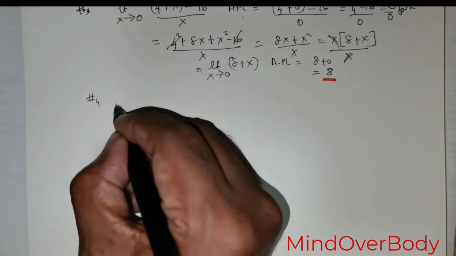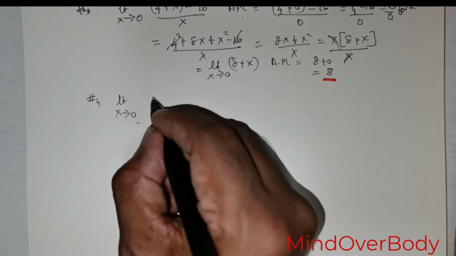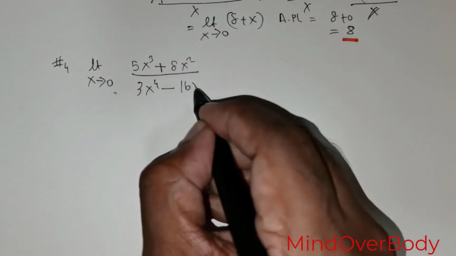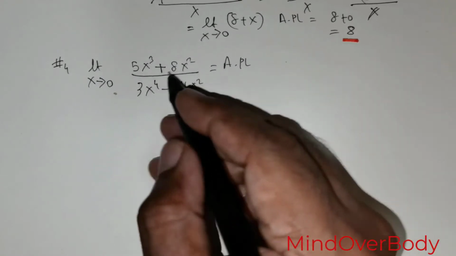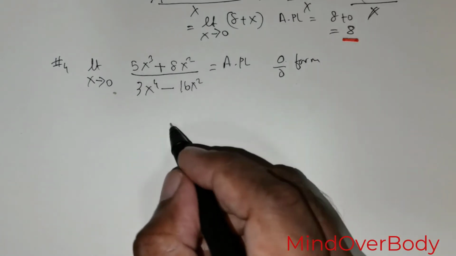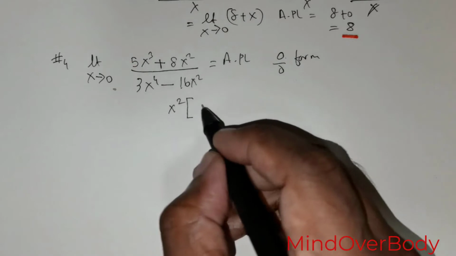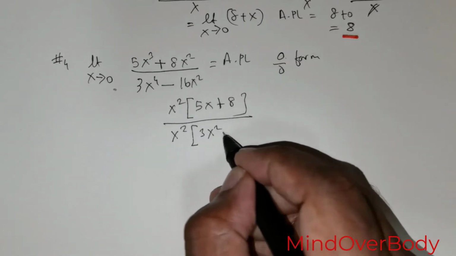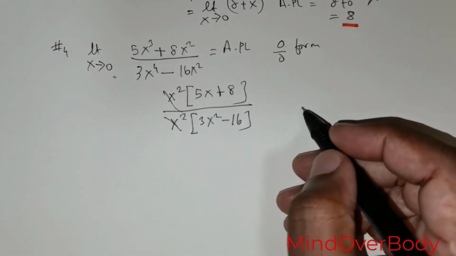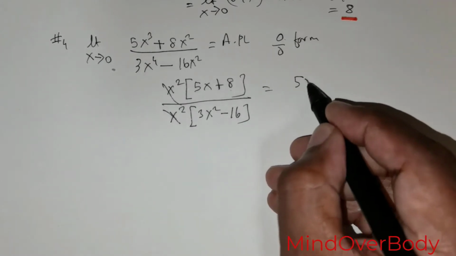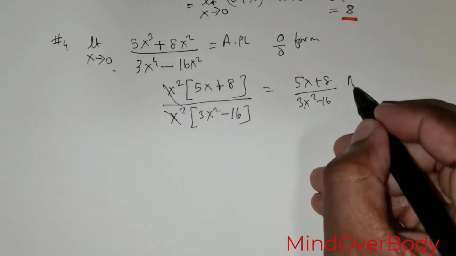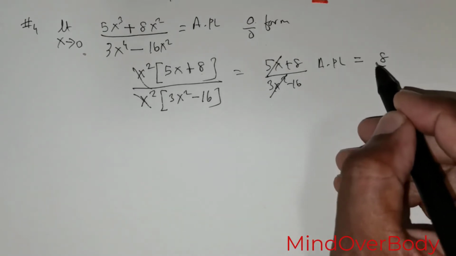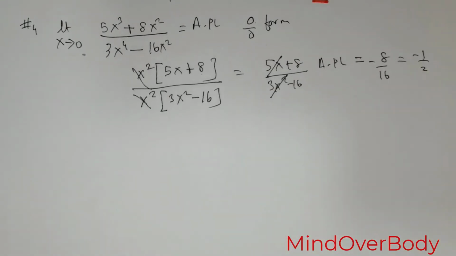Question number 4. Limit x tending to 0 of 5x to the power of 3 positive 8x squared divided by 3x to the power of 4 negative 16x squared. Now if you were to apply limits, clearly you will get 0 over 0 form. So we need to avoid that. For that I would be taking x squared out, that would give me 5 times x positive 8, and from here I would take x squared out, that would give me 3 times x squared negative 16. So x squared can be cancelled. So now I have 5x positive 8 divided by 3x squared negative 16. Now if I were to apply limits, of course 5x and 3x squared get cancelled, giving me 8 over 16 with a negative sign, which is nothing but 1 over 2 with a negative sign. So that is the solution.